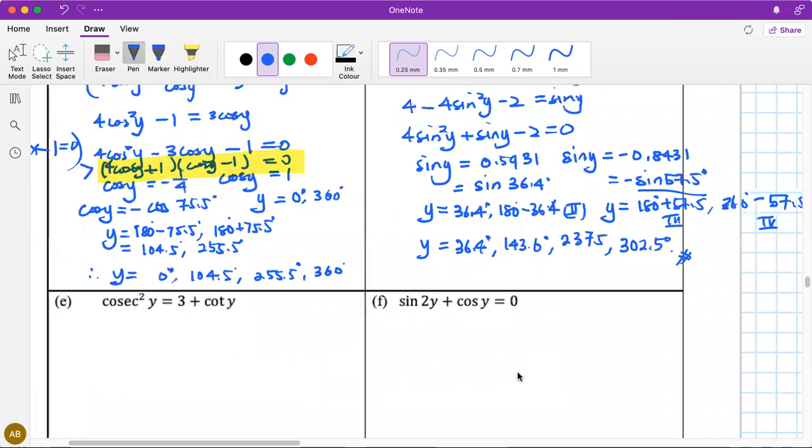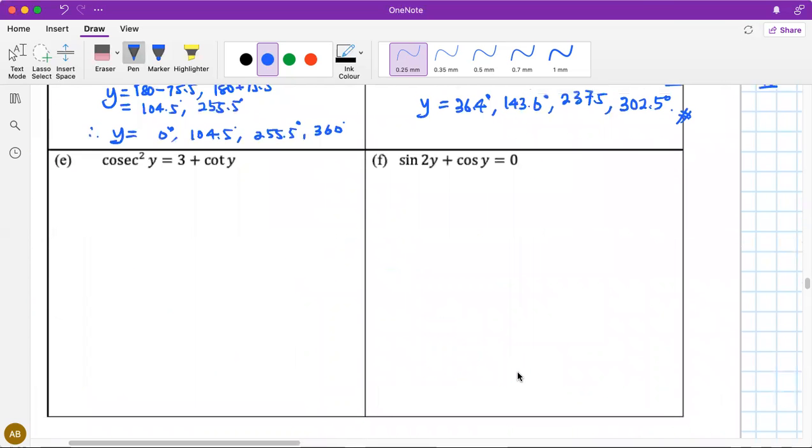Right, then we go to E and F. E is cosecant and cotangent, so this is also a trigonometric identity. 1 plus cot square equals cosec square. Because here is cotangent, we need to change this to become cotangent. So therefore, cosecant square is 1 plus cotangent square. So this one I change straight away: cotangent square y plus 1 equals 3 plus cot y.